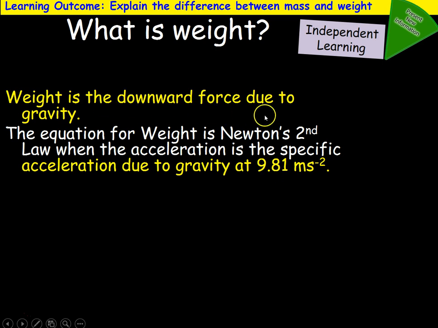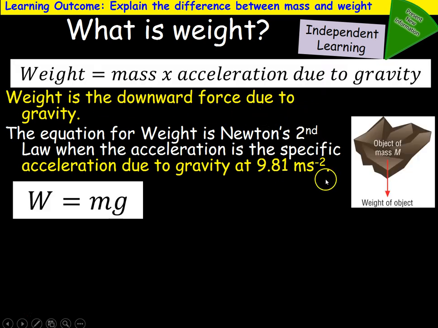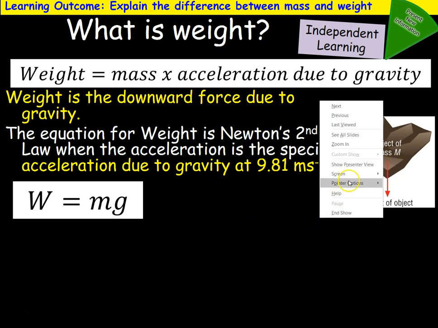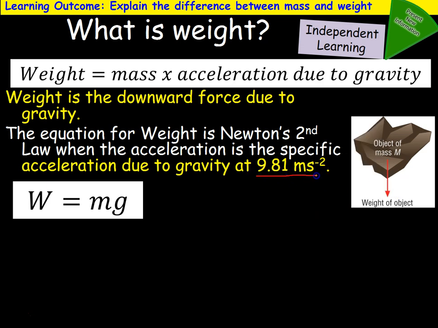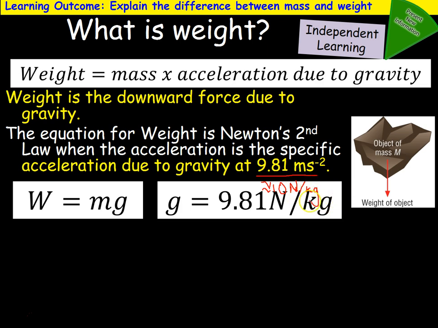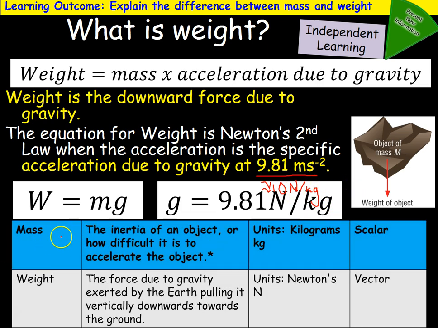Weight is the downward force due to gravity, and so the equation for weight is mass times the acceleration due to gravity. The mass is how much of the object there actually is, in kilograms. The weight is the downward force due to gravity. On Earth, because gravity is 9.81, we often approximate Earth's gravitational field strength to 10 newtons per kilogram. It means for every kilogram of mass you have, you'll experience 10 newtons of force. That's the approximation.